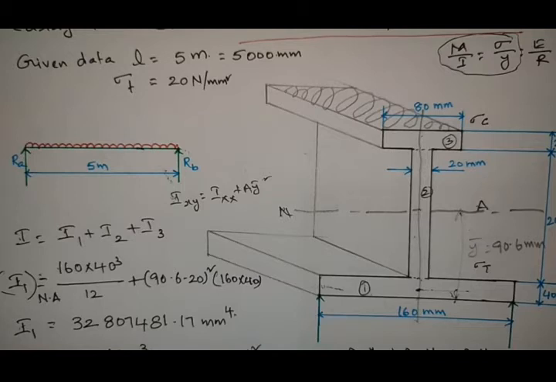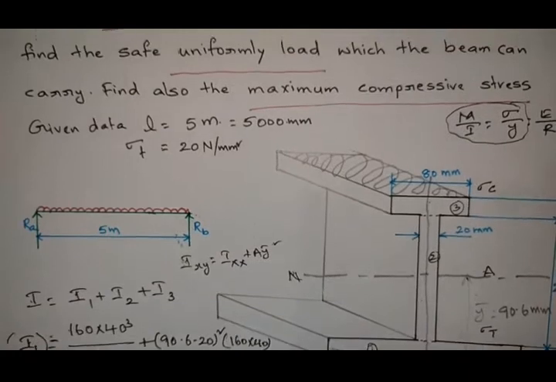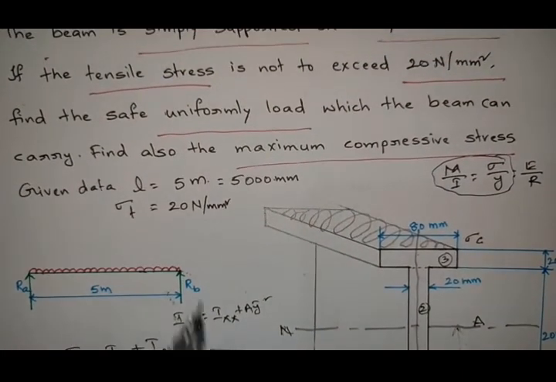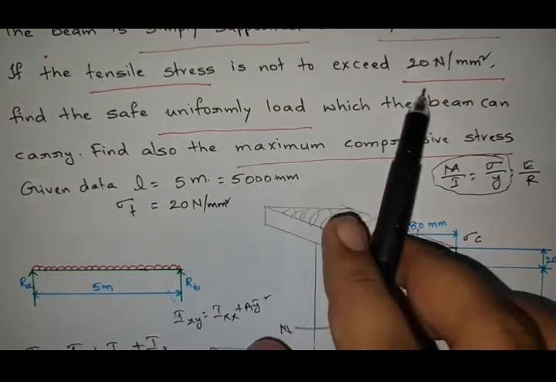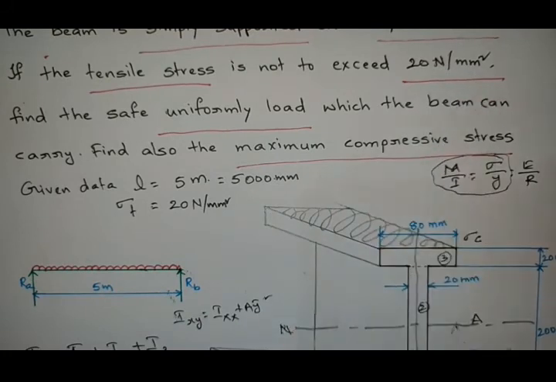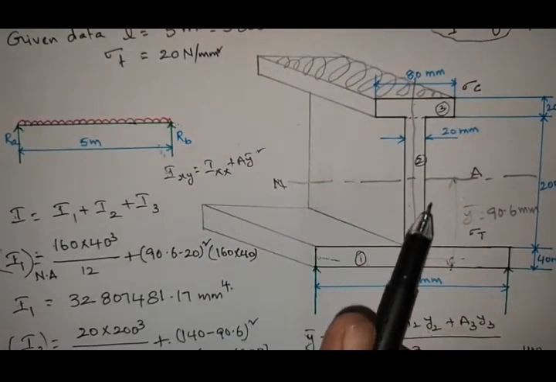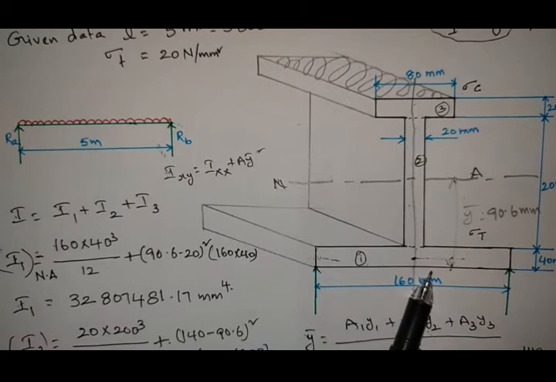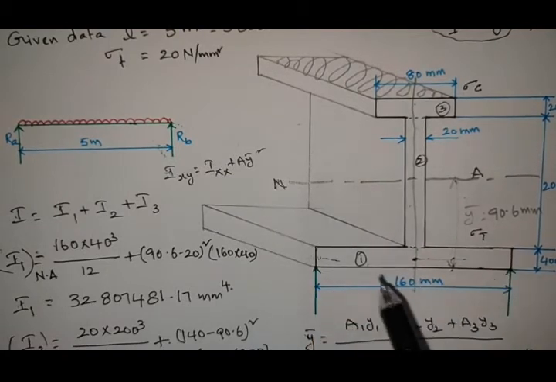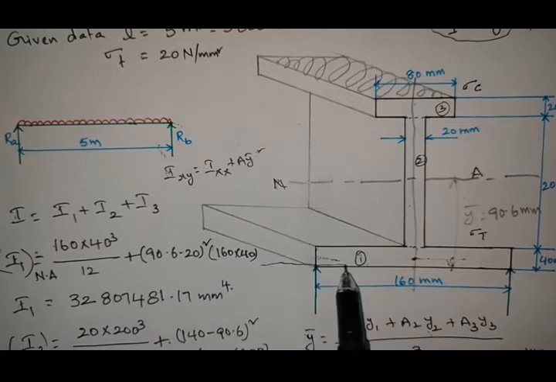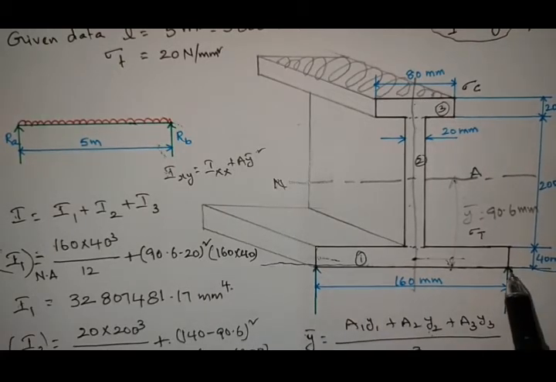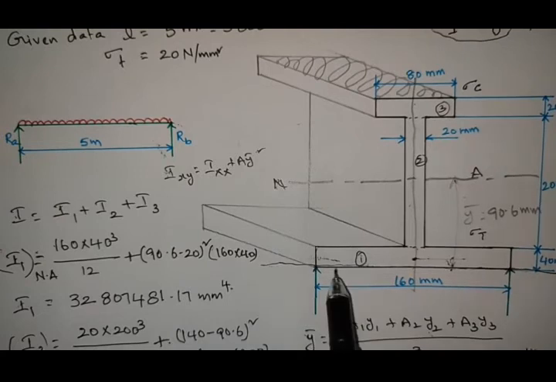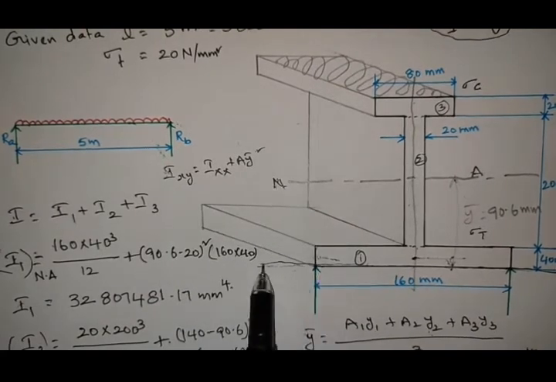Now he has given us the tensile stress value. Tensile stress is 20 Newton per mm square. Where will the tensile stress be? Below the neutral axis. So below the neutral axis tensile stress will be there. So the maximum tensile stress will be at the bottom. This is the outermost layer, right? At this bottom we have tensile stress, the maximum value.